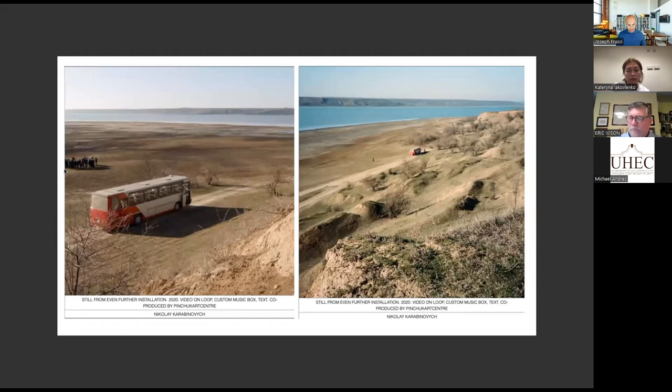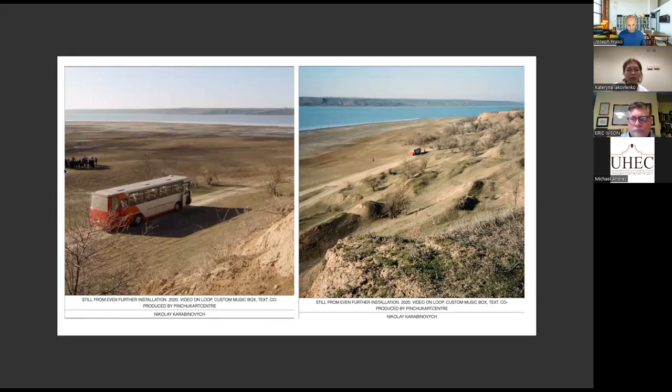Another work is by Mykola Karabinovich, the artist from Odessa, who recalls his family history, a Jewish-Greek family from Odessa who was deported, as well as many Ukrainians, to Kazakhstan. And this is a very simple video. He's showing us this empty, desolate landscape in Kazakhstan and this red bus coming into the middle of the screen and then disappearing again somewhere.